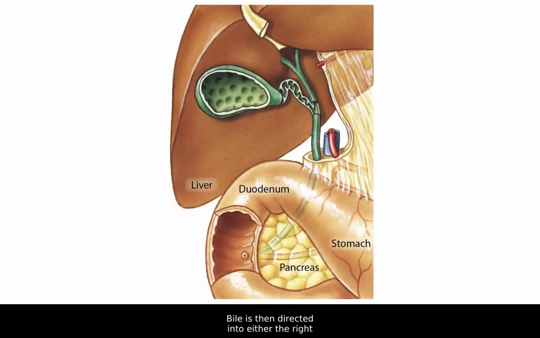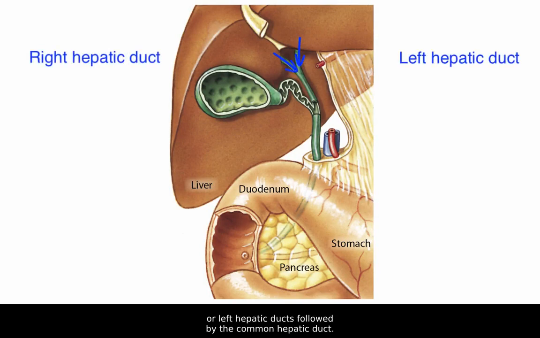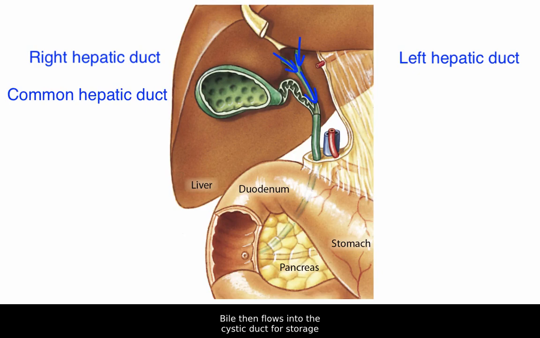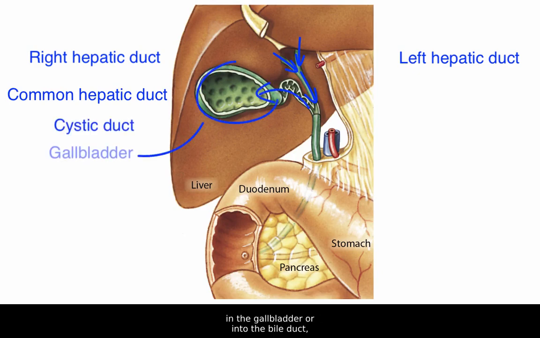Bile is then directed into either the right or left hepatic ducts, followed by the common hepatic duct. Bile then flows into the cystic duct for storage in the gallbladder, or into the bile duct, sometimes called the common bile duct, that empties directly into the duodenum.